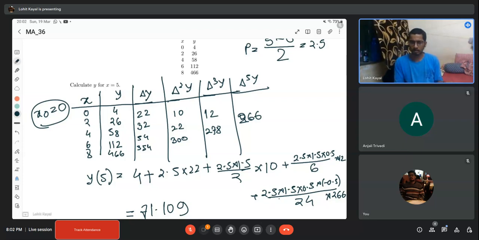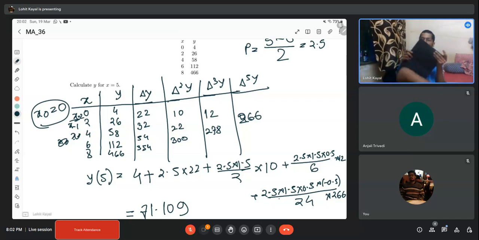You can change the definition of x naught. If you change the definition, if this is your x naught, then it will be x minus 1, x minus 2. Just keep those in mind because those also will be involved in this calculation.